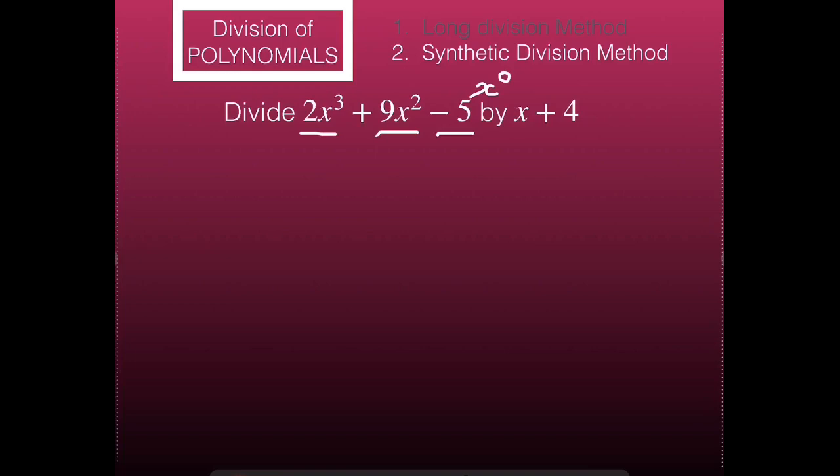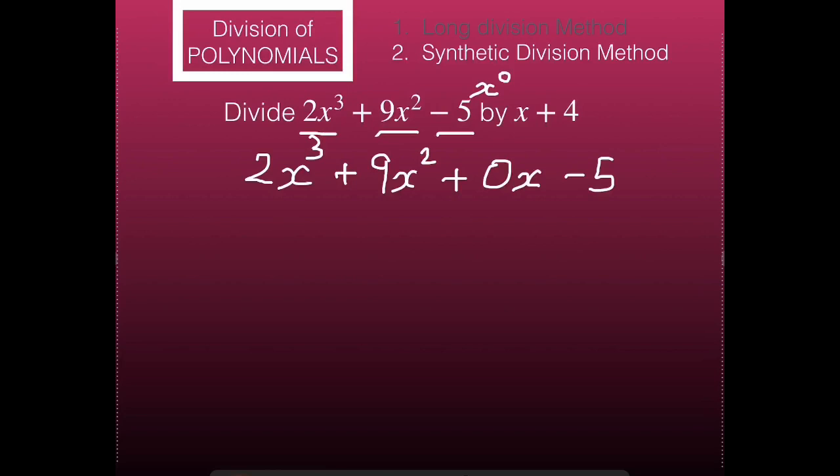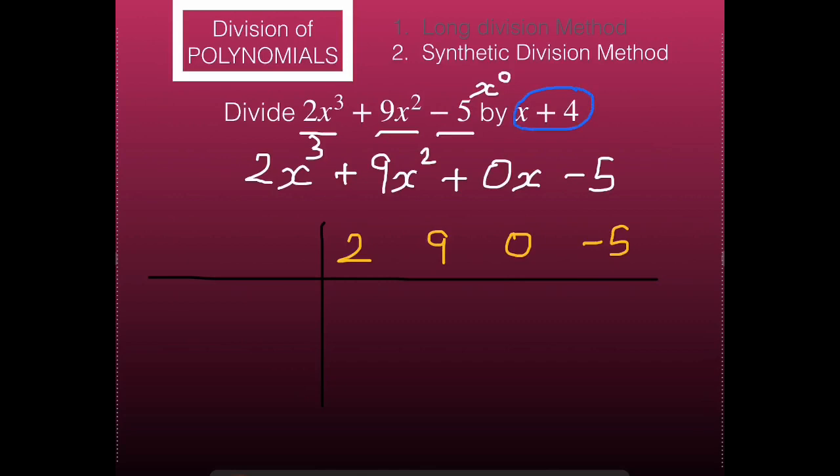Here we see that there is no term with x raised to 1. So we will rewrite the dividend with the term x raised to 1 and coefficient 0. So our dividend will be 2x cubed minus 9x squared plus 0x minus 5. Now we will take only the coefficients: 2, minus 9, 0, and minus 5. Now our divisor is x plus 4, so we have to take the number minus 4.